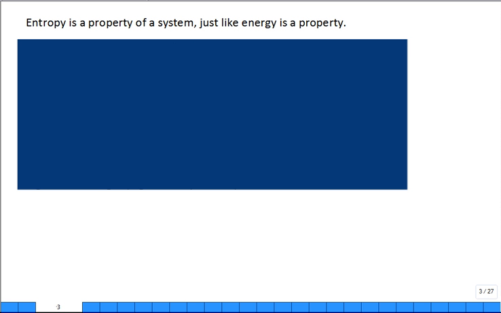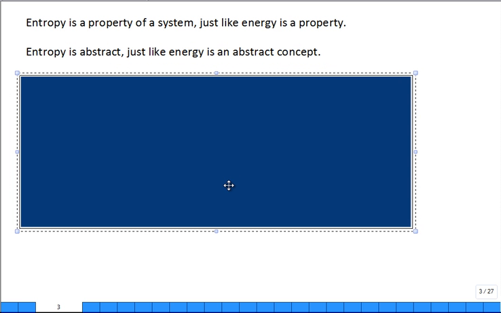Okay, entropy is a property of a system, just like energy is a property of a system. Is energy a property of the system? Yes, it is. That's what energy is. Entropy is just like it. Entropy is abstract, just like energy is an abstract concept. It's challenging to be very clear and very succinct in the definition of these terms. And when you do, when you package it finally down to a few words, it's like, oh, wow.